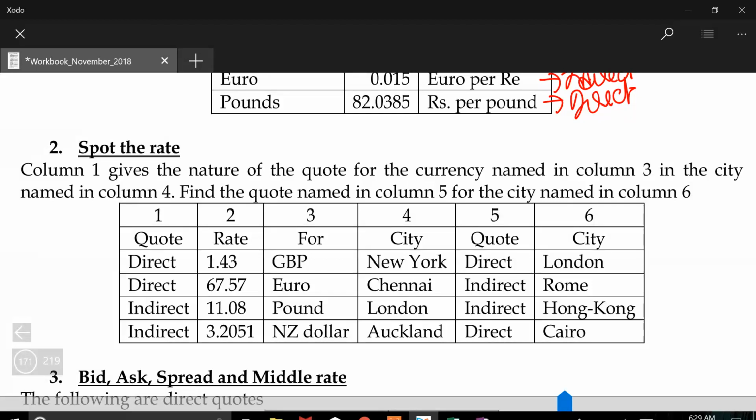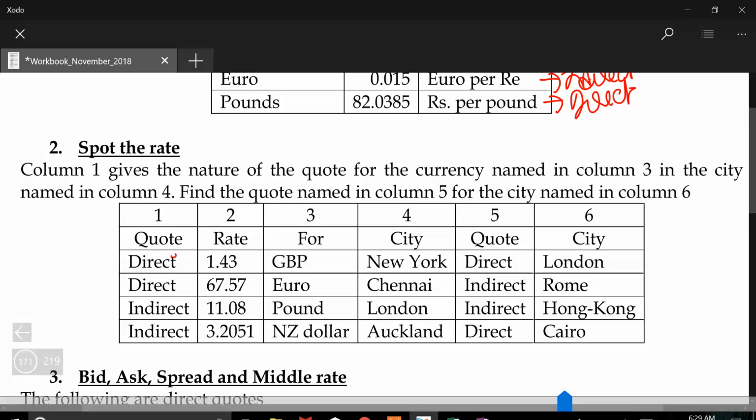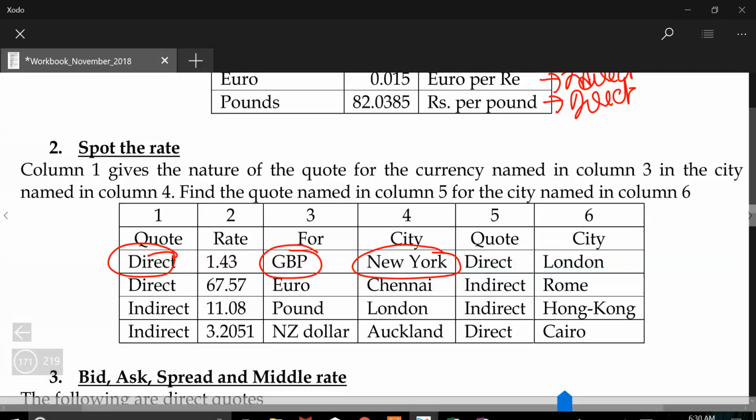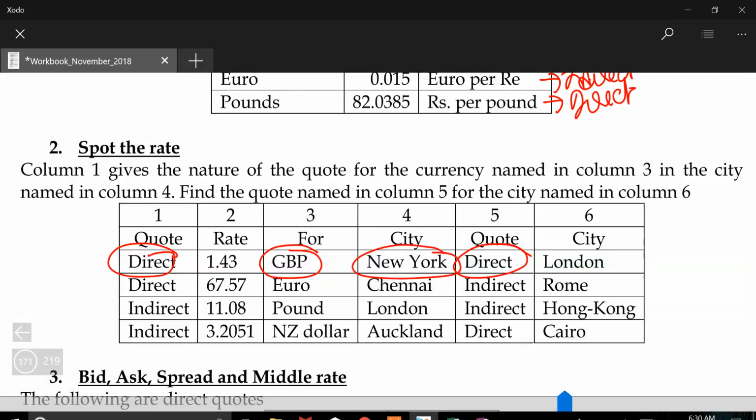Column 1 gives the nature of quote for the currency named in column 3. So the first question: direct quote for GBP in New York. Find the quote. I want the direct quote in London. What is given in the question is a direct quote for GBP in New York, and what you need is a direct quote in London. Clear? Now write point number 1.